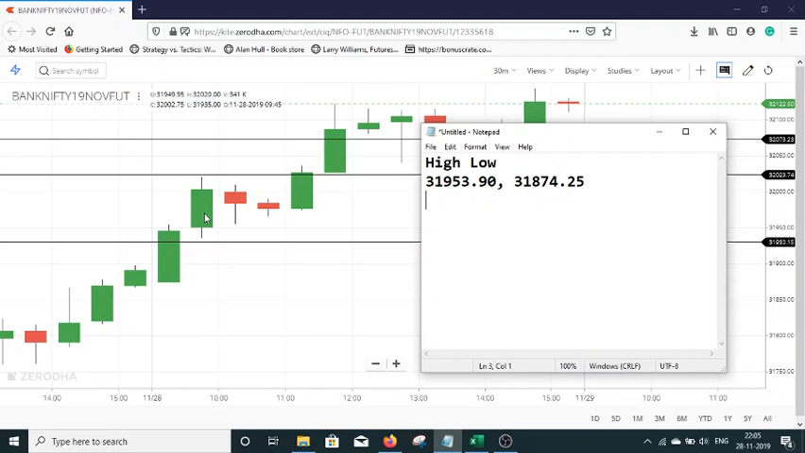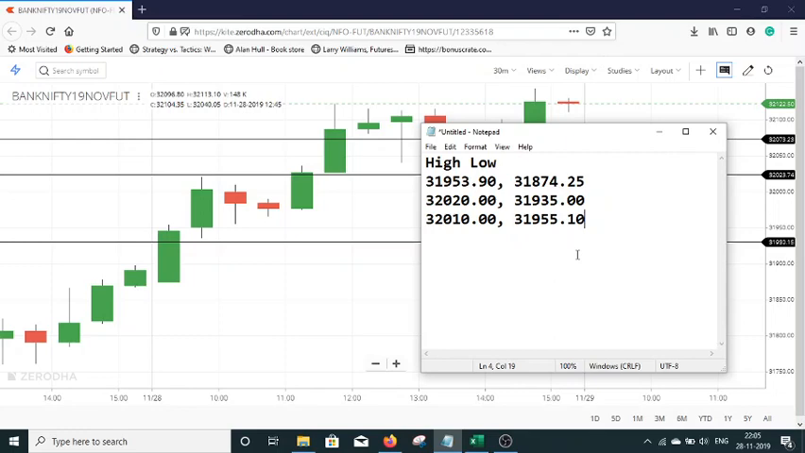And the next candle, the high was 32020 and the low was 31935.00. The next, the high was 32010 and the low was 31955.10. As we noted down all those three highs and lows, that's it.